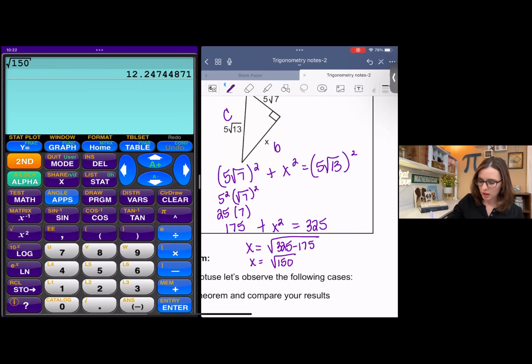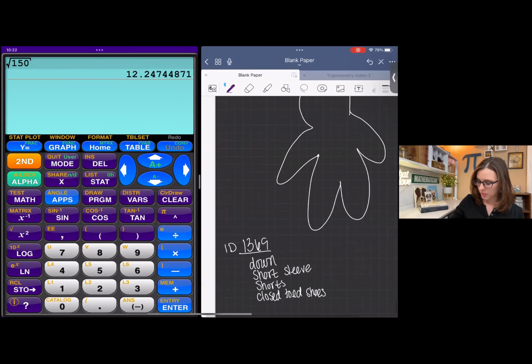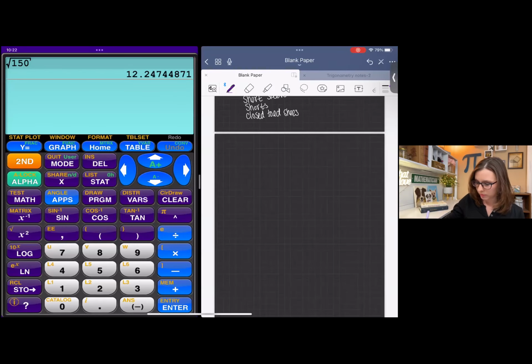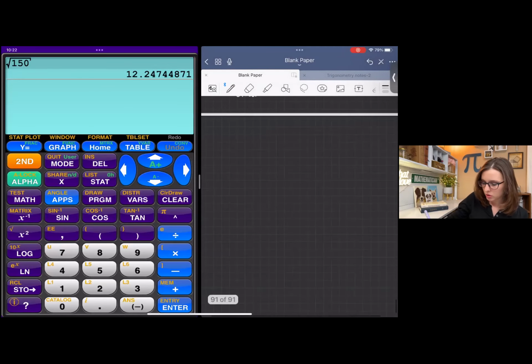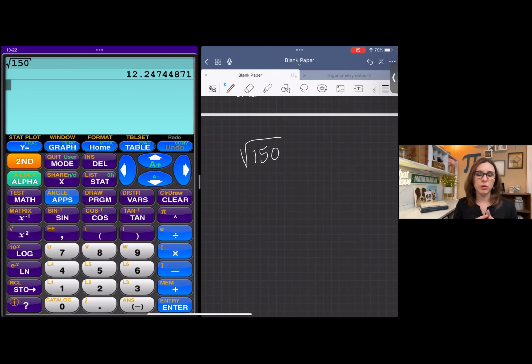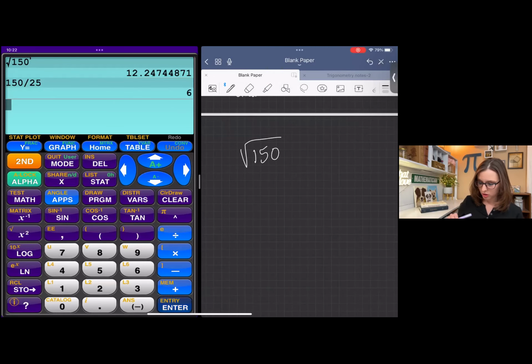So I want to kind of go into that a little bit because this might be coming up regularly. Change this color. Here we go. So we have square root 150. You can do this several ways. You can use prime factorization or you can use perfect squares. I like to use perfect squares. I'm pretty sure 150 is divisible by 25. So it is. So it breaks up into 25 times 6.